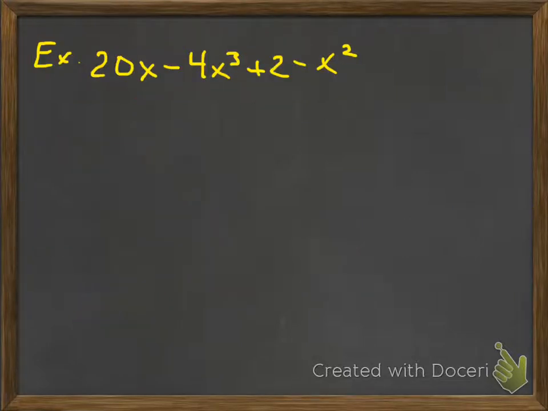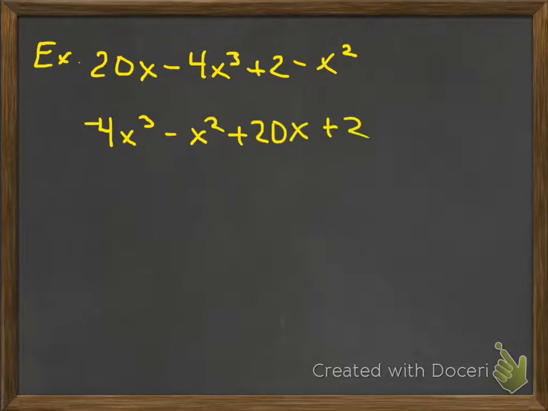Okay, here's an example of a polynomial. It's not in standard form, so you need to rewrite it in standard form. So we're going to move the highest degree, which is negative 4x cubed. Notice that the minus stayed with the 4x cubed, stayed with its term. Then next would be, let's see, I've got a 3, then I've got a 2, so x squared plus the 20x minus, or no, I'm sorry, plus 2.